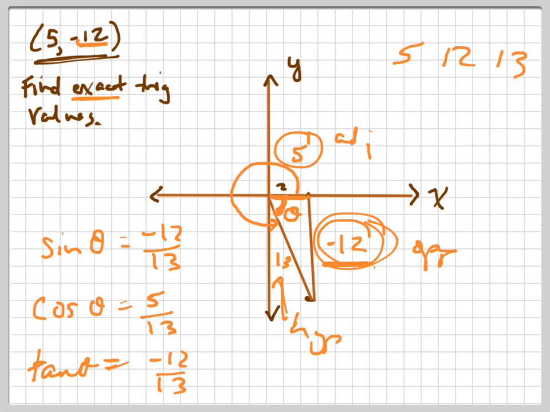Another thing a lot of people ask is, is the hypotenuse ever negative? The answer is no. The hypotenuse is never negative. Exactly. It's just not negative. These two can be negative, but this one can't be negative.